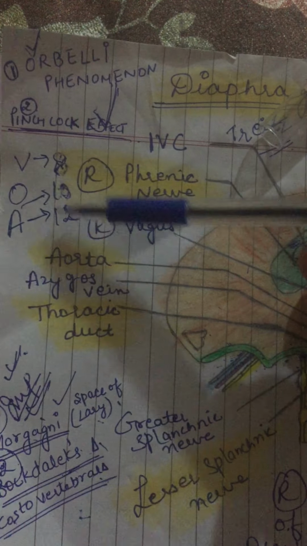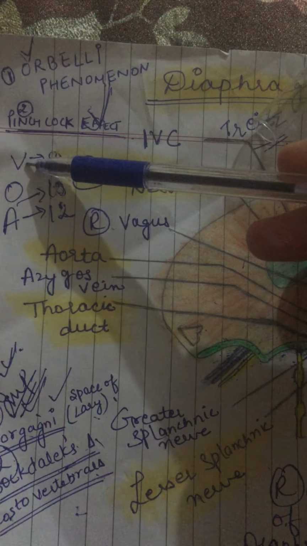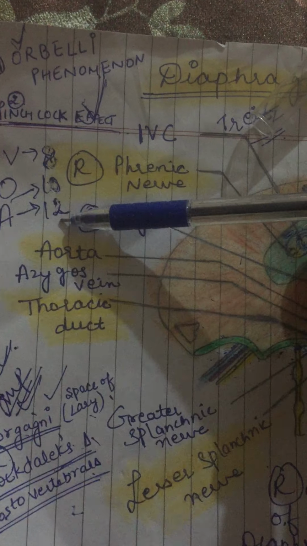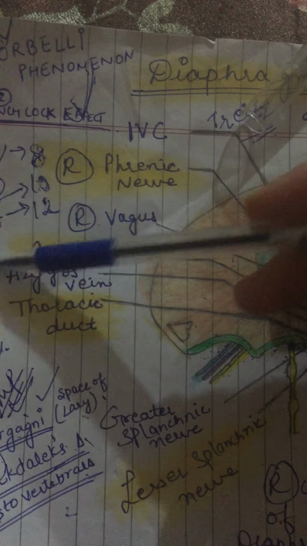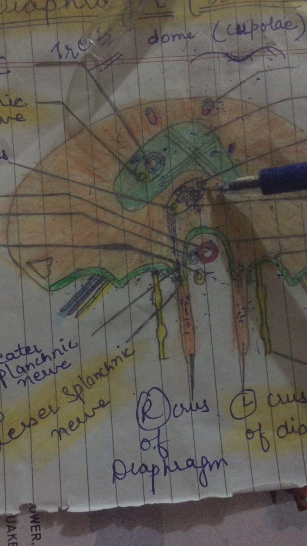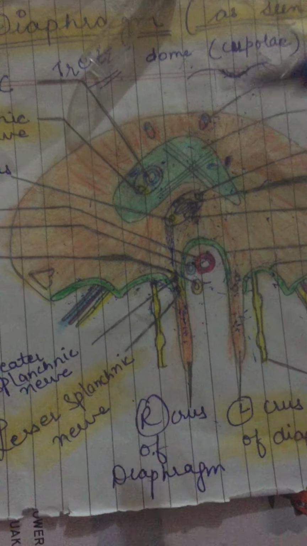8, 10, 12. At thoracic level 8 is the vena cava opening. At thoracic level 10 is the esophageal opening. At thoracic level 12 is the aortic opening. VOA. So I have drawn this, the vena cava opening, this is the esophageal opening, and this is the aortic opening. These are the major openings.